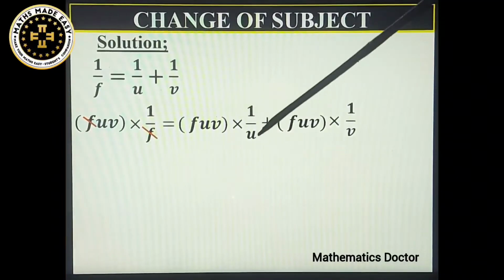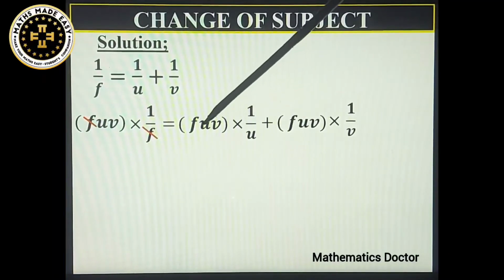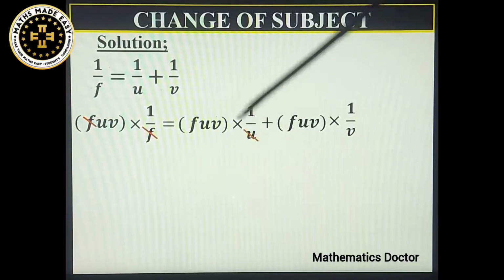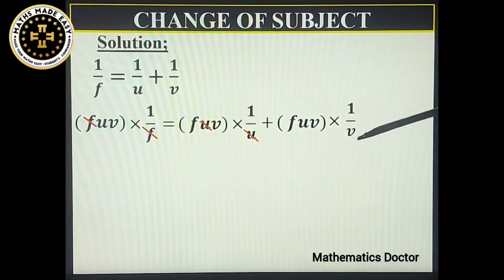The same thing will happen to the rest of the terms. Over here, u as a denominator has a common term in the LCM, so u will cancel itself and the common term in the LCM. Finally, v as a denominator will also cancel the common term in the LCM.